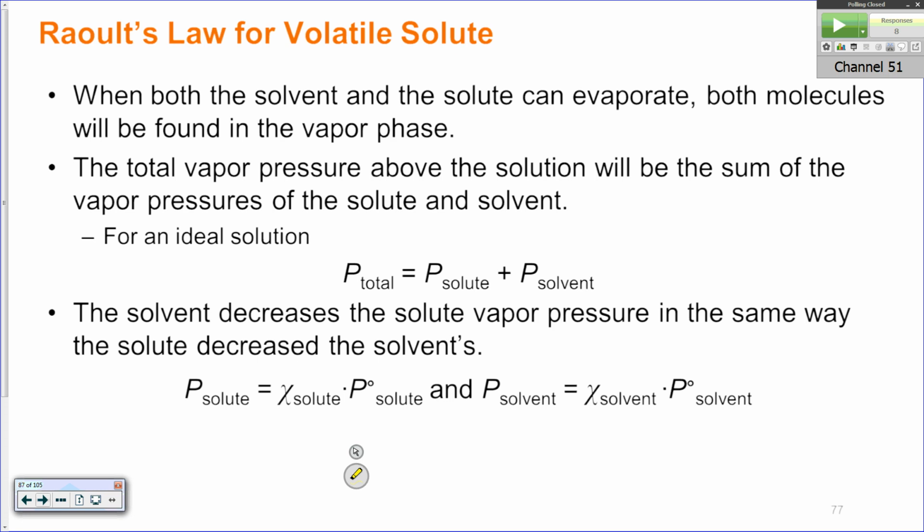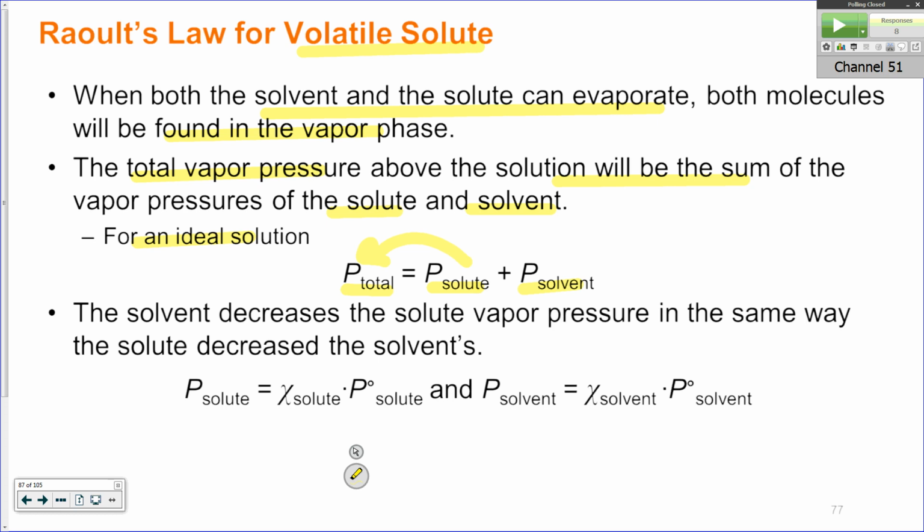All right. Now, if both substances are volatile, it's a little bit more complicated. When both the solvent and the solute can evaporate, both species are going to be found in the vapor pressure. And the total vapor pressure is the sum of the vapor pressure of each one of those components, so the vapor pressure from the solute plus the solvent. So for an ideal solution, what we would just simply do is add together the vapor pressure for each component, and that equals the total vapor pressure, much like we talked about with the ideal gas law and ideal gases and solutions. We can express that in terms of the mole fractions.